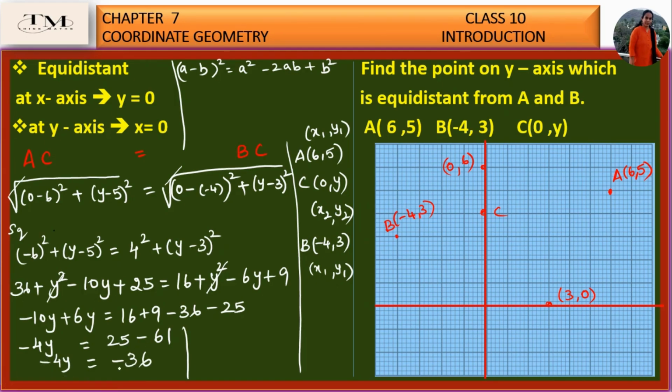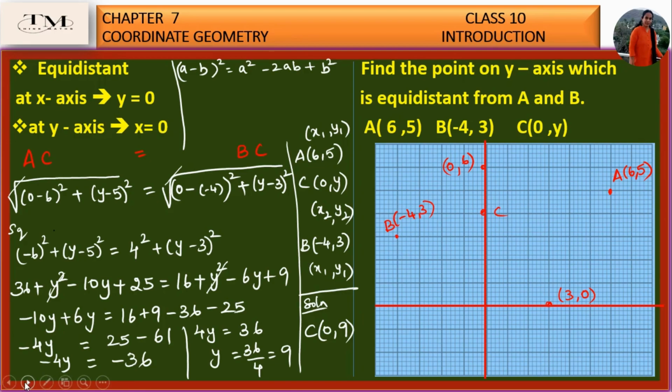So both the negatives get cancelled. So 4y equal to 36. Then y is equal to 36 by 4, which is 9. So what happens? What is the solution? Then the point C is at (0, 9). So from (0, 9), A and B are at equidistance. Okay, children, I hope you can understand this problem.